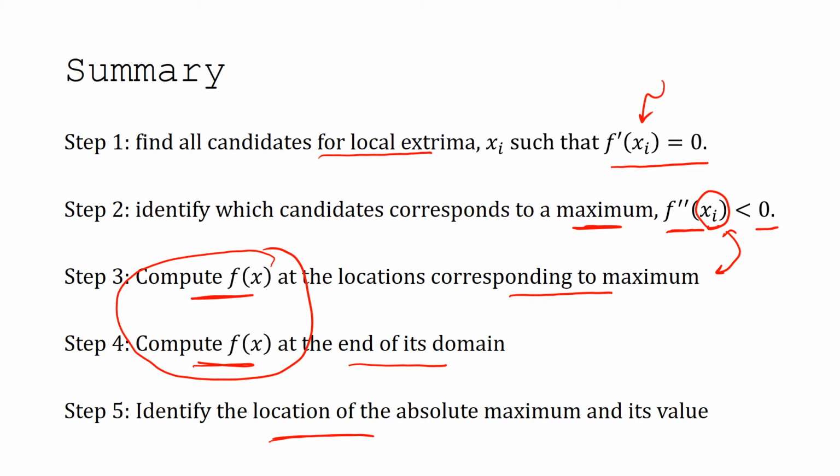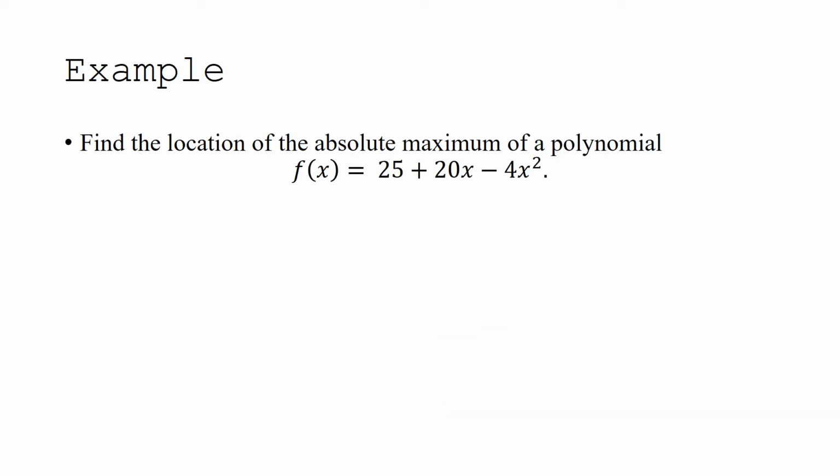So let's apply that on a couple of examples. For this example, we have a function, a second order polynomial, and we'd like to find the location that corresponds to the absolute maximum. Here we are not explicitly given the range, so we can assume that the domain of this function is from -infinity to infinity. So step number 1, we are going to compute the first derivative, f prime of x.